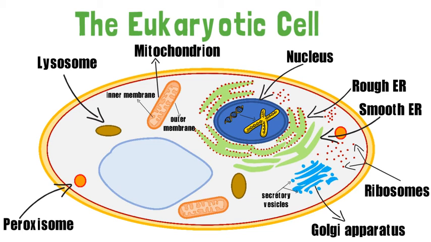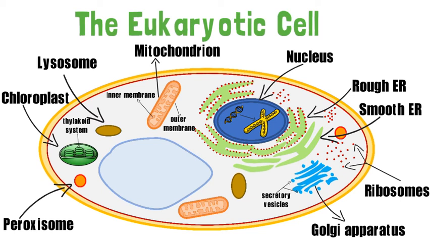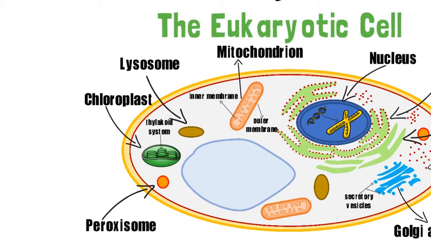Some eukaryotes, as discussed in a previous video, are photosynthetic like plants. Therefore, they contain chloroplasts, which are organelles in which photosynthesis occurs. The chloroplast is divided into the outer membrane, the inner membrane, and the thylakoid system. The latter is important because the photosynthetic pigment chlorophyll is found here, and the conversion of light energy to chemical energy occurs within the thylakoid system.